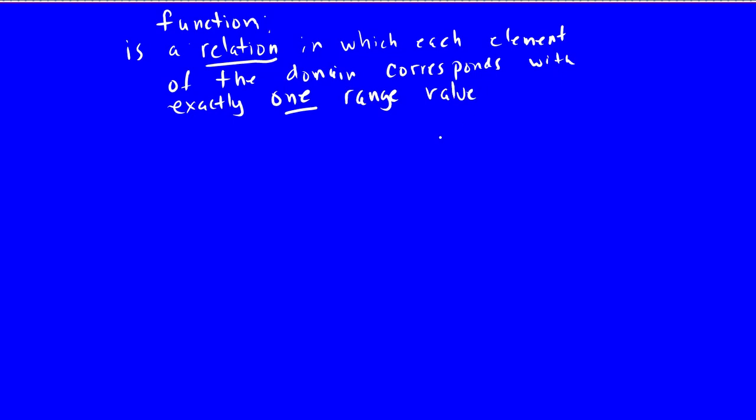Okay? So, let's look at this. We have a relation here. So let's identify this relation by using a mapping diagram. On the left, we have the domain. On the right, we're going to have the range.